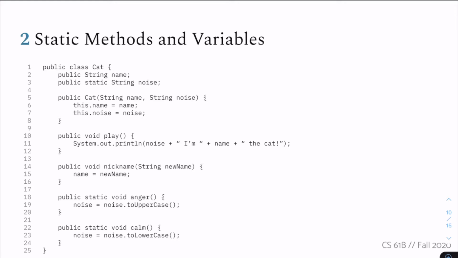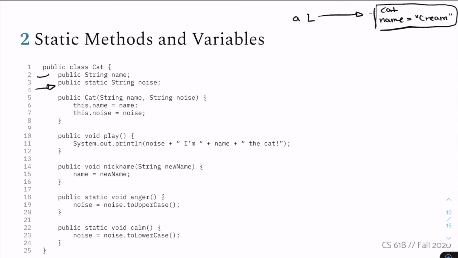Okay, let's talk about it. So we have cat A, which has a name, cream, and a noise, meow. Now, one thing that we have to notice when we look at this class is that name is an instance variable, which means that every instance of the class has its own name. Great.